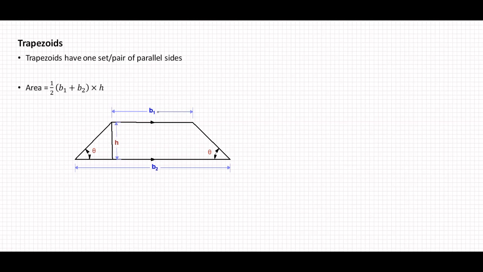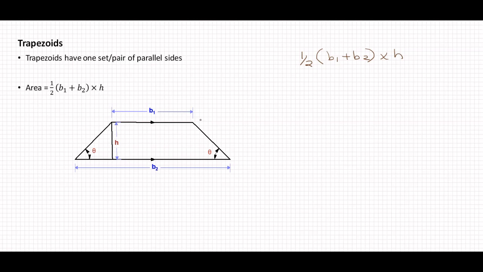Here we denote them as B1 and B2. And so the area of the trapezoid is going to be 1/2 the sum of the parallel sides, B1 plus B2, and then we multiply it by the height.